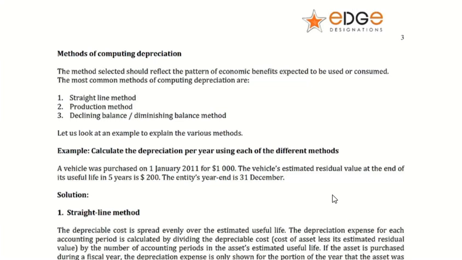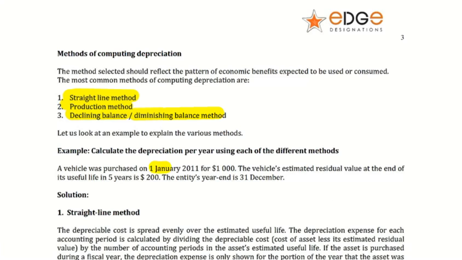The different methods that we've got for computing depreciation: we work on the straight line method, the production method, and it's called declining balance or diminishing balance method. Those are the different methods that we could perhaps use. Let's have a look at each of these particular methods. We'll do this by way of example.